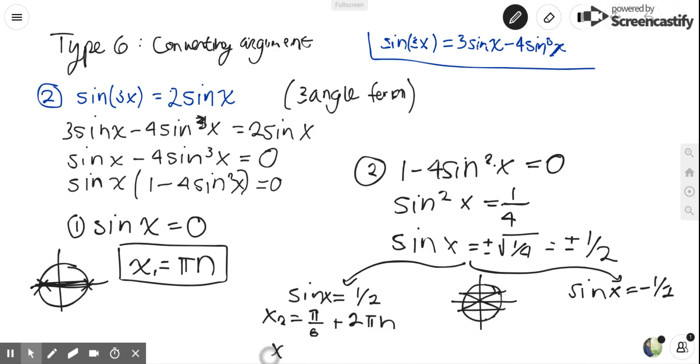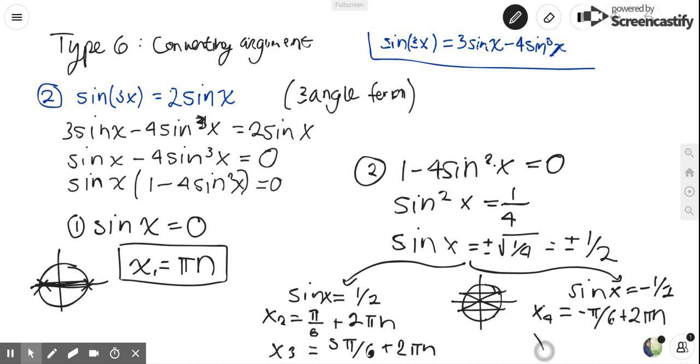And then the second value, which I'm going to call x3, is on the other side, in the second quadrant. So this one here would be pi minus pi over 6, which is 5 pi over 6, plus 2 pi n. And then finally for the minus 1/2, which means we're going to look down here for this line here. So we have minus pi over 6 for this angle. So I'm just going to take care of that since it's pretty simple. That's the fourth value of x that I'm finding. Therefore, we are going to get minus pi over 6 plus 2 pi n as per usual.